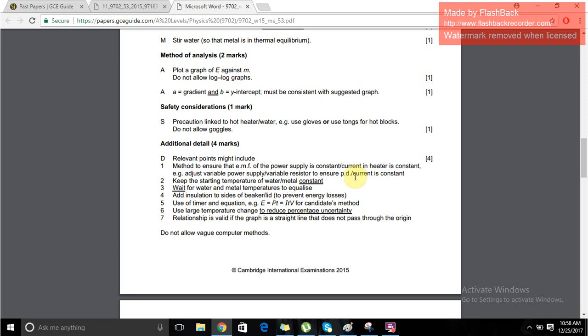Relevant points might include method to ensure that EMF of the power supply is constant, variable power supply, variable resistor, and yep, 10. Keep the starting temperature constant. That was implied but not really stated. Again, implied but not stated. Add insulation to sides, 11. Use of timer in equation, 12. This wasn't mentioned. 13. So we have successfully gotten 13 marks. Next time we hopefully get the 2 marks remaining, but this is more than enough.